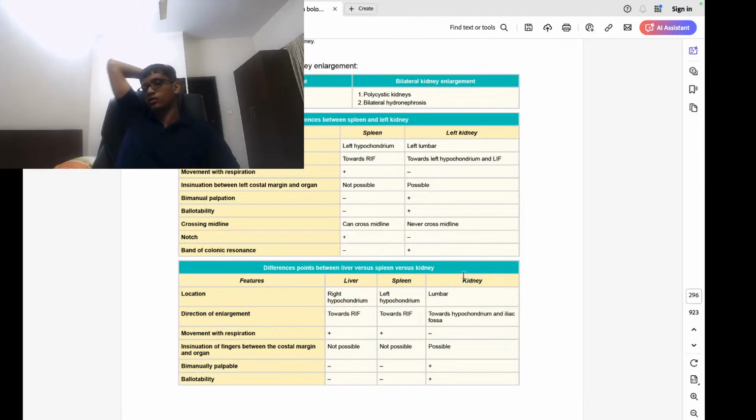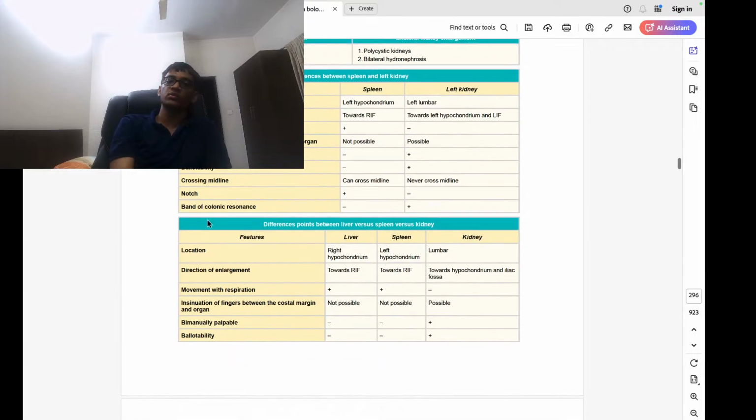Movement with respiration is seen in the spleen, but is not seen in the left kidney. Insinuation between the left costal margin and the organ is not possible in spleen. However, it is possible in left kidney, the space between the left costal margin and the organ. Bimanual palpation is not possible in spleen. Ballotability is not possible in spleen. Spleen can cross the midline, and you can feel a notch, but there is no band of colonic resistance. There is a band of colonic resistance in left kidney because it is behind the colon. So yeah, this is the difference between spleen and left kidney.